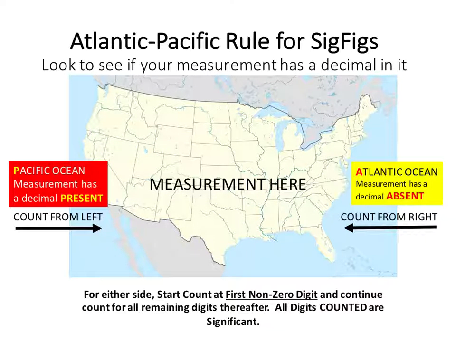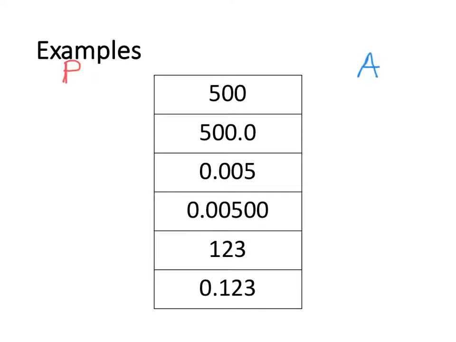And again, it's the same rule. We start our count at the first non-zero. Every digit after that is counted and is significant. So let's see how this works in the others on the next page. Let's apply the Atlantic-Pacific rule to a series of numbers here to show you how we can calculate the number of significant figures and what they are.